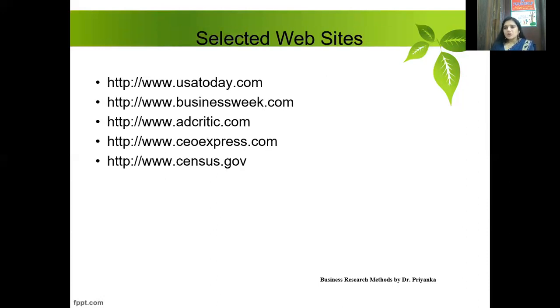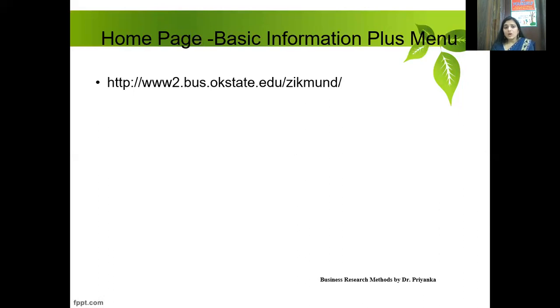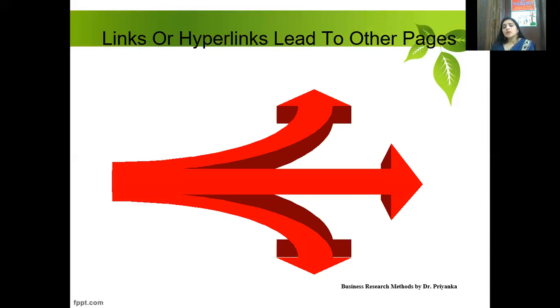Some selected websites you will be using for your research: census, businessweek.com, usatoday.com, ceoexpress.com. These are basically the websites through which you can access some business information. Homepage basic information plus menu is available there. okstate.edu/Zikman. You can go through all the PPTs and some educational information related to business research through this website. Then links or hyperlinks lead to other pages. Yes, these are the links, this sign we get where we have to go to another pages.